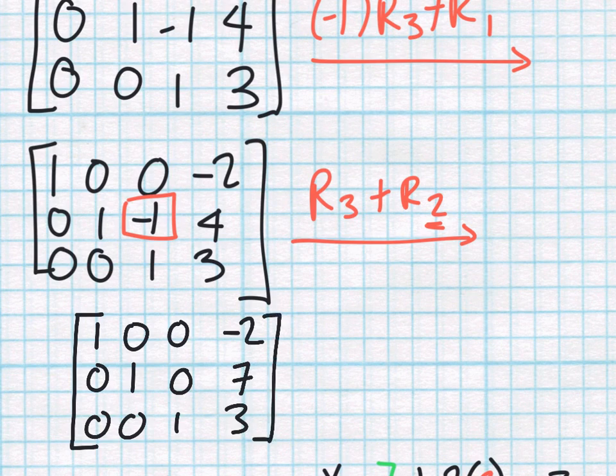The reason why I want to go this far and get to this form is because now I can remember that this is x, y, z, and then the constant over here. So I can look at this and I can read my solution straight off of this matrix now. I see that x is equal to negative 2, y is equal to 7, and z is equal to 3.